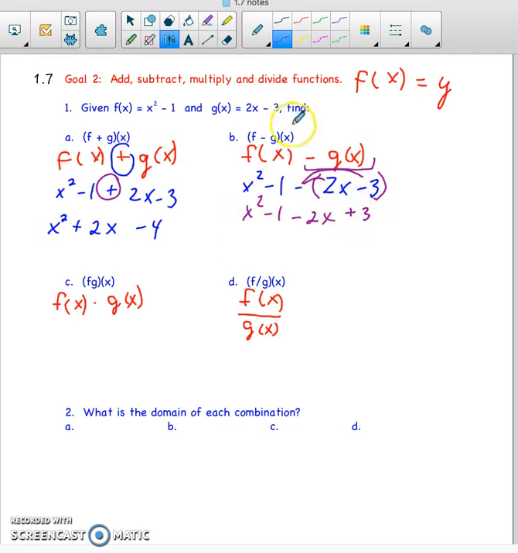So we'll look for those like terms. X squared does not have a like term. Negative 1 plus 3 is positive 2, and negative 2x does not have a like term. So far, we have added 2 functions and subtracted 2 functions. In example C, we will multiply those functions. So x squared minus 1 times 2x minus 3.